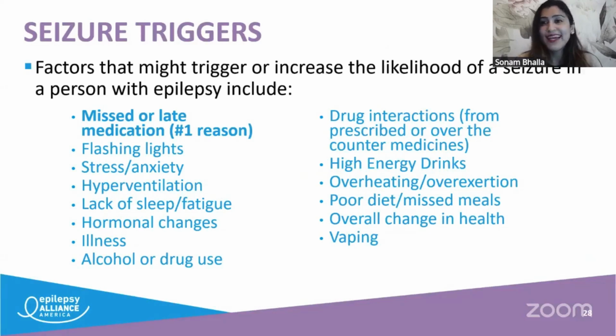A very commonly found trigger is a missed medication or a late medication dose. I think it is very easy to understand why, because in your brain you have abnormal electrical activity happening which is being suppressed by a seizure medicine, and as soon as you miss a dose, there is a variation in that, and that can suddenly cause a withdrawal kind of seizure because your brain does get used to that.